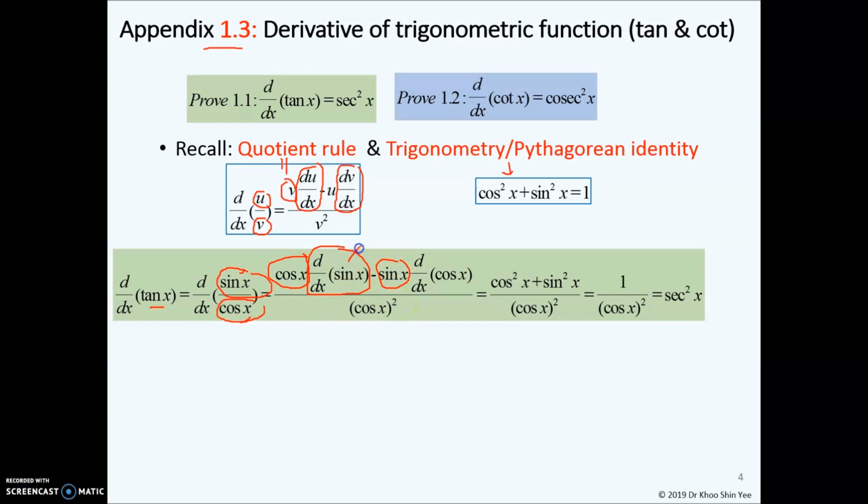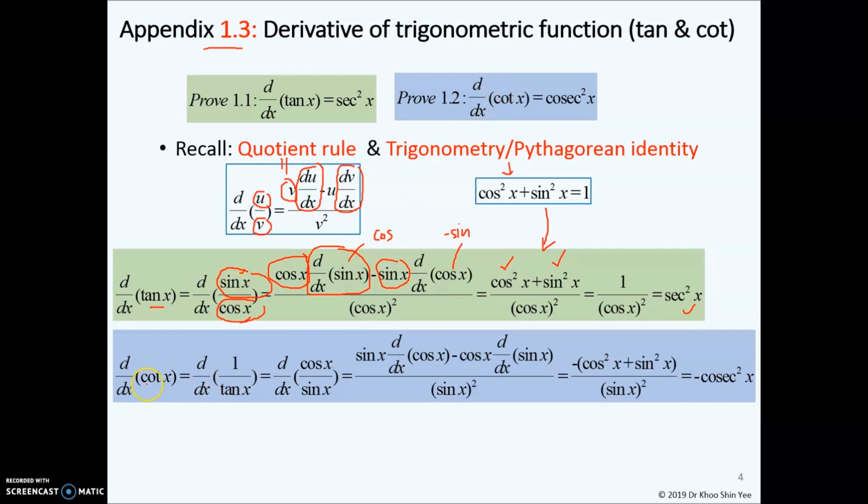Differentiate sine, you get cos for this term. So cos multiplied by cos, you should get cos squared. Differentiate cos, you get negative sine. Negative sine multiplied by negative sine here, you get positive sine squared. By using this identity, we are able to reduce it to 1 over cos squared x. Since 1 over cos x is secant, we can write the answer as secant squared. The same method can be applied to derive the derivative of cotangent, which is negative cosecant squared.